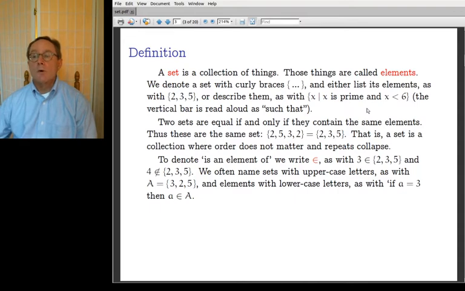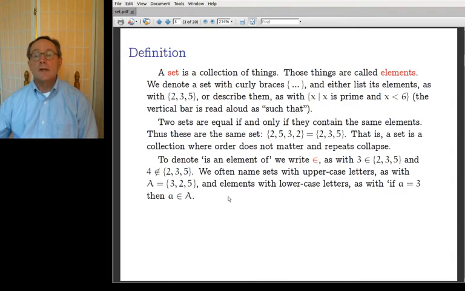Two sets are equal if and only if they contain the same elements. So if you collect together a bunch of stuff and two people collect the same stuff, why, they have the same set. There are some consequences to that definition. Seems like a straightforward definition. There are some consequences. In particular, the collection consisting of a 2, a 5, a 3, and a 2 is the same as the collection consisting of a 2, a 3, and a 5. That is to say, in a set, order doesn't matter, and repeats collapse. This has a pair of 2's. This has a single 2. Doesn't matter. Same collection.